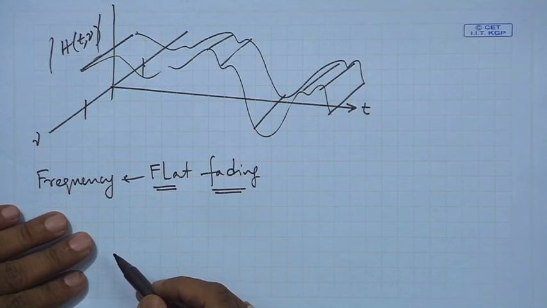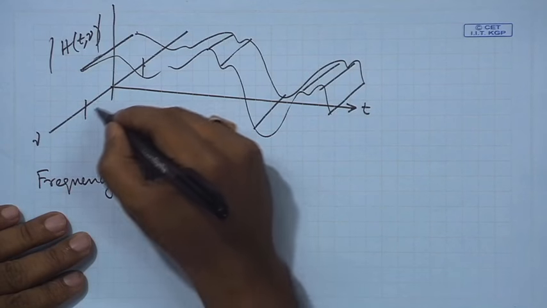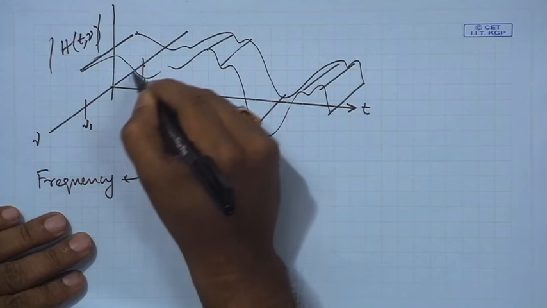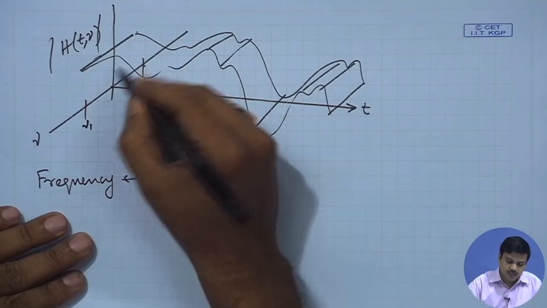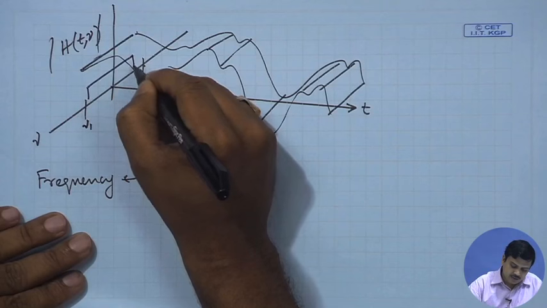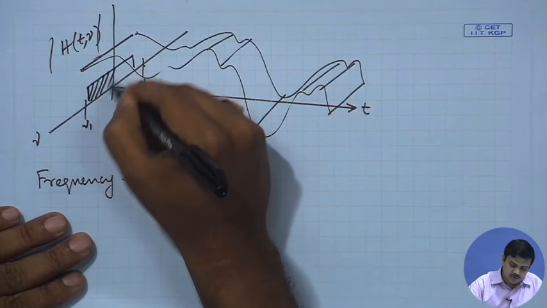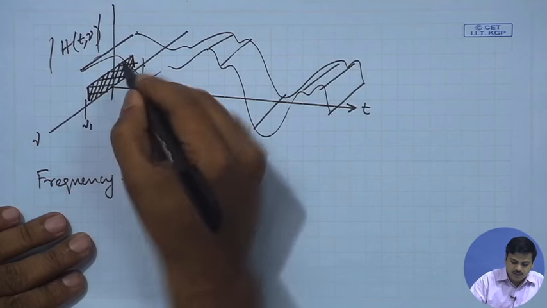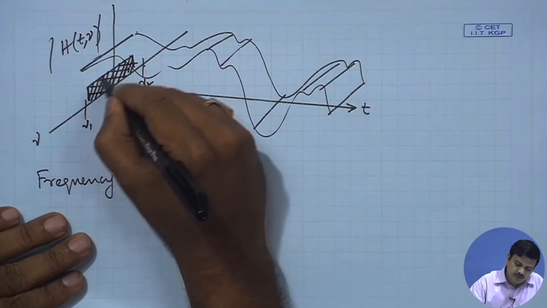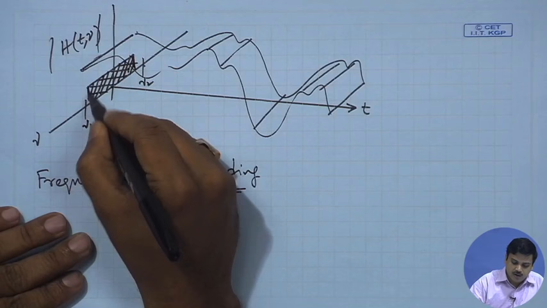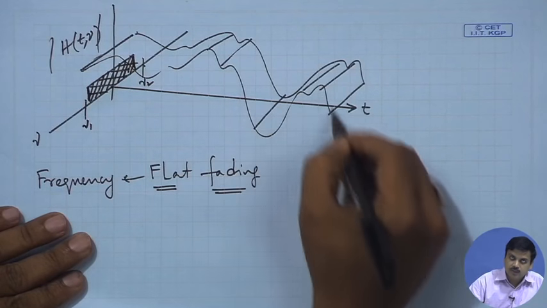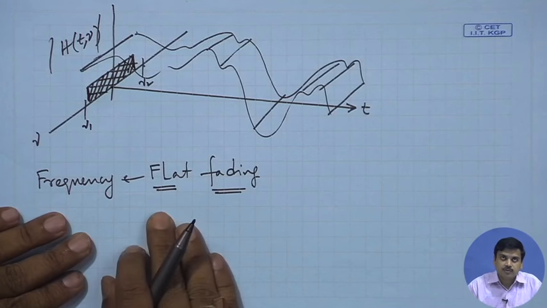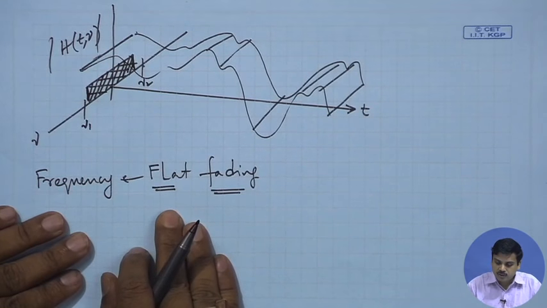The important consequence of this is that if I have a signal which spans between the frequencies nu 1 and nu 2, in that case the entire bandwidth of the signal is not going to experience variation of gain. The entire bandwidth of the signal is going to experience the same value of the channel amplitude, however that is going to fluctuate with time. In this course we will use this model almost entirely.